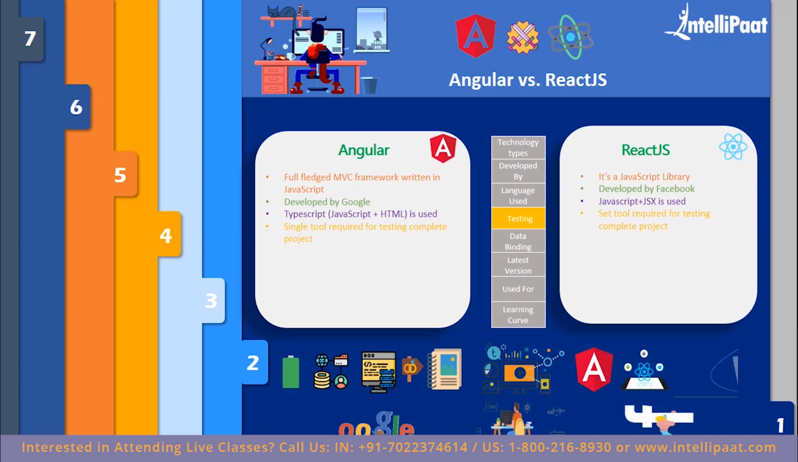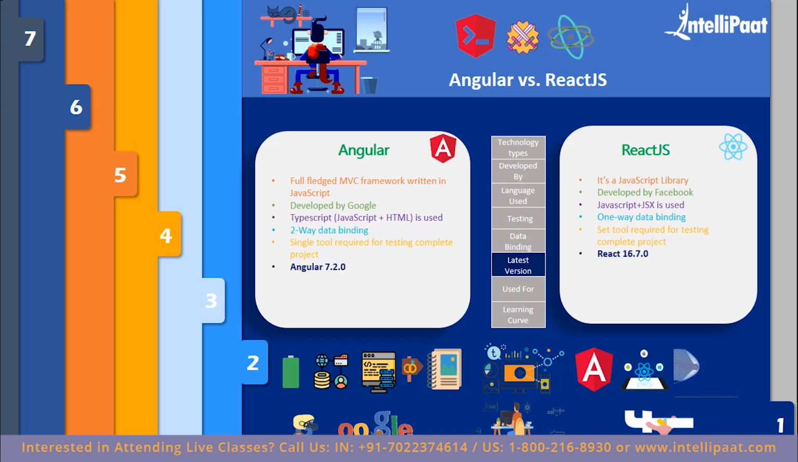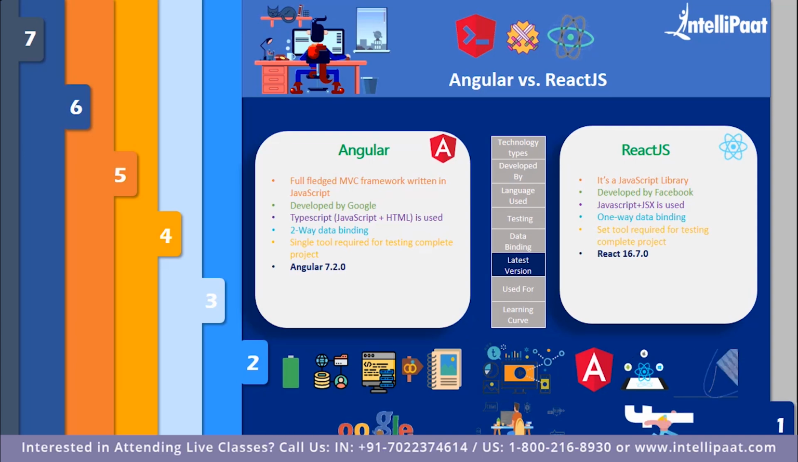Now the fifth parameter, which is data binding. In Angular, the two-way data binding method is followed, so it helps us to ensure that the model state automatically changes if any change is made. Whereas React allows one-way data binding, that means the user interface elements can't be changed without updating the corresponding model state. The sixth parameter is the version. So guys, the latest stable version in Angular is 7.2.0. Since React always keeps on updating and making changes, the latest stable version in React is React 16.7.0.